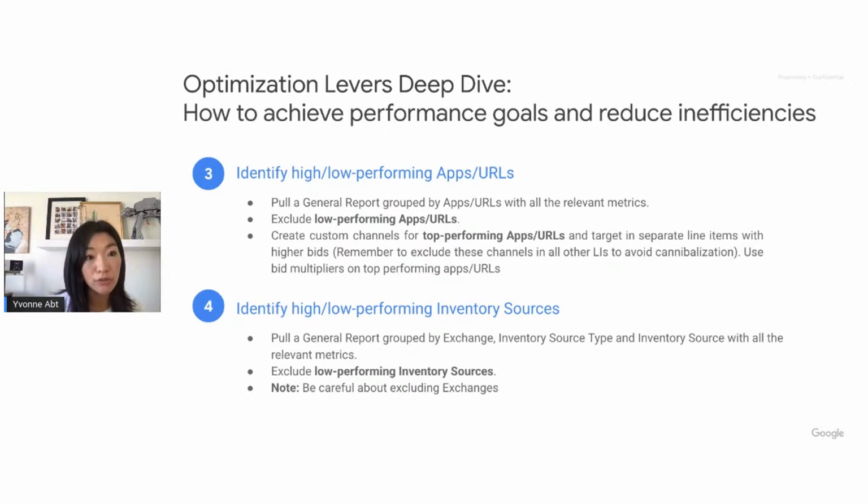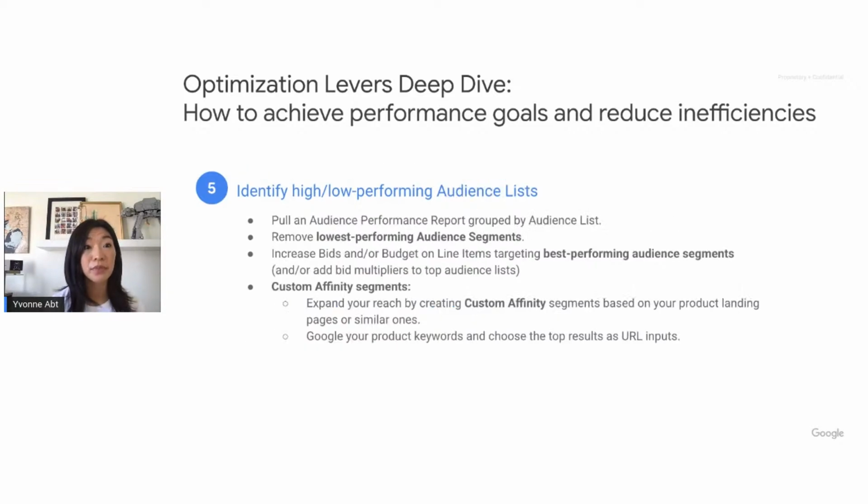So similar notion there for number 4, but now take into the idea of inventory sources. You can also look at the high-low from an inventory source standpoint to see where you might want to ramp up or exclude.